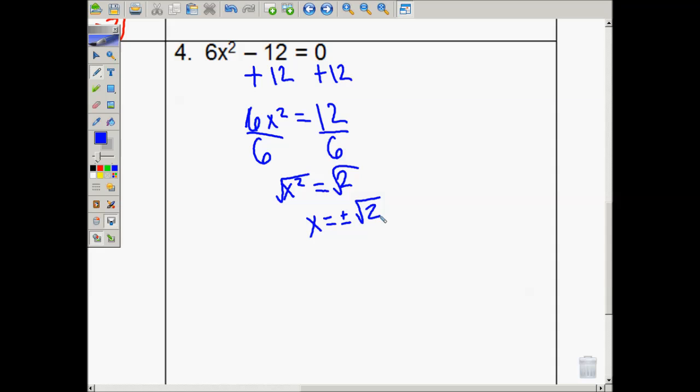All right. It is a plus or minus square root of 2, right? Not imaginary. Imaginary means there's a negative underneath the square root.